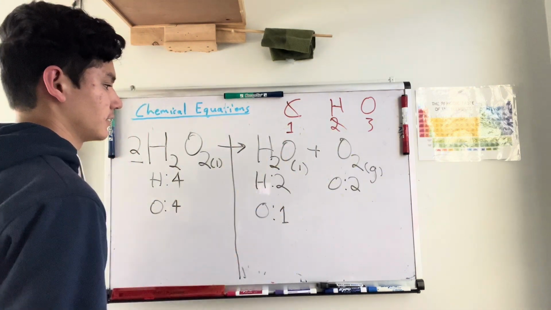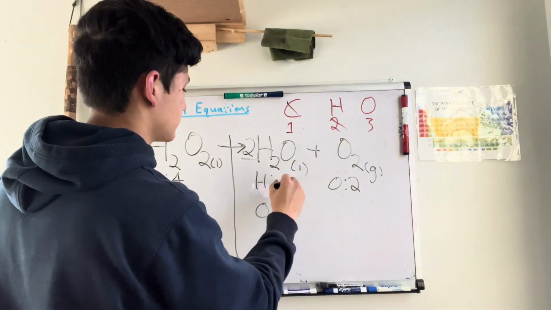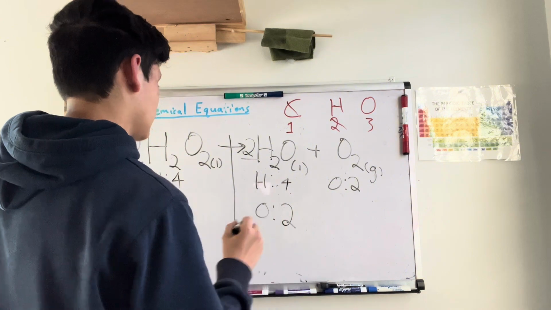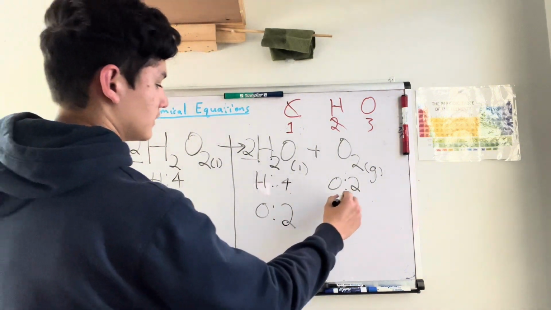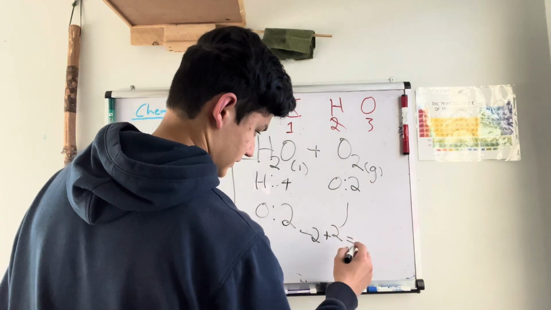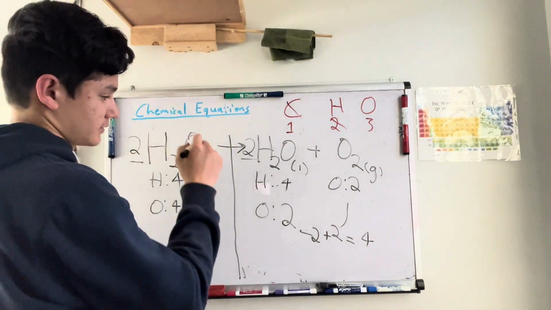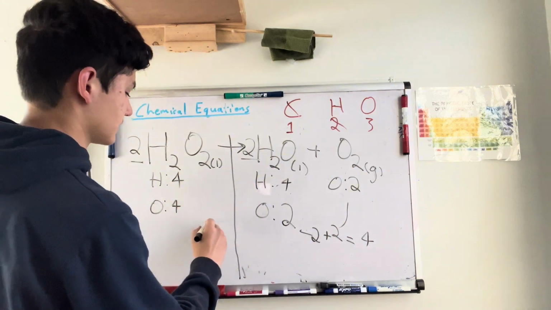So again, 1's already there. So let's go up to 2 and then we'll see what happens. We get 4 hydrogens and then 2 oxygens. And that just so happens to balance the equation because we get 2 plus 2 oxygens from both these species, which is equal to 4 oxygens. 4 oxygens here, 4 hydrogens there, 4 hydrogens there. This equation is now balanced.